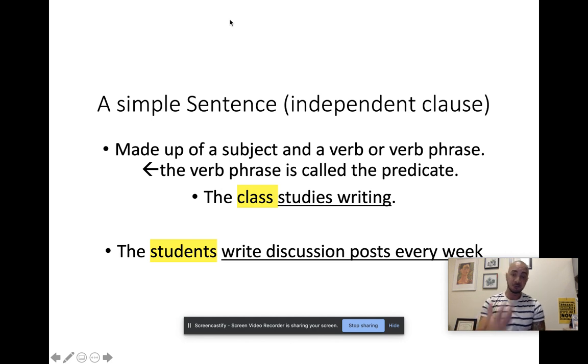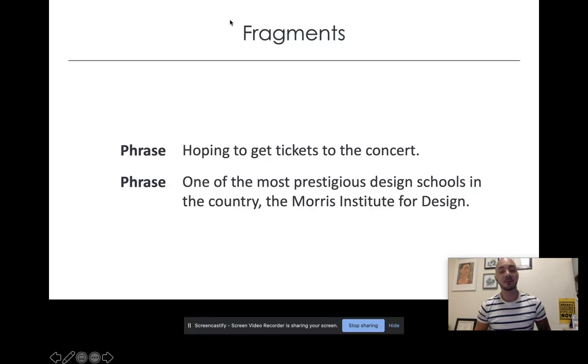place. Now, it's important for us to be able to recognize what a simple sentence looks like because it also helps us know when we don't have a simple sentence. That is, when we have a sentence fragment on our hands. Sentence fragments are made up of groups of words that sometimes contain subjects, sometimes contain verbs, but never make complete thoughts. So sometimes a sentence fragment can come in the form of a phrase.